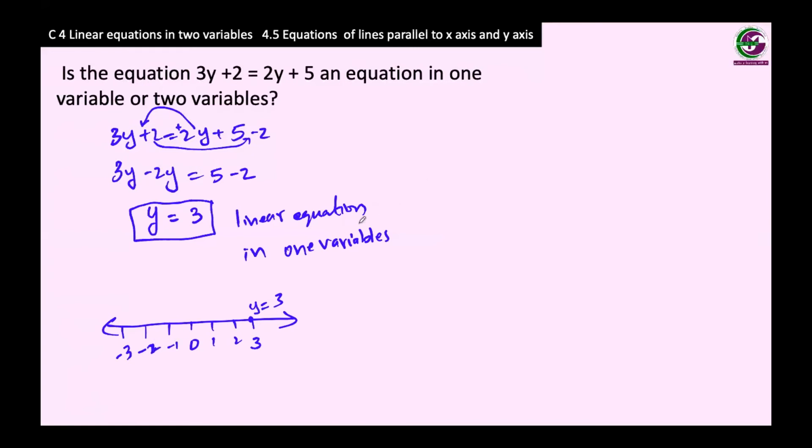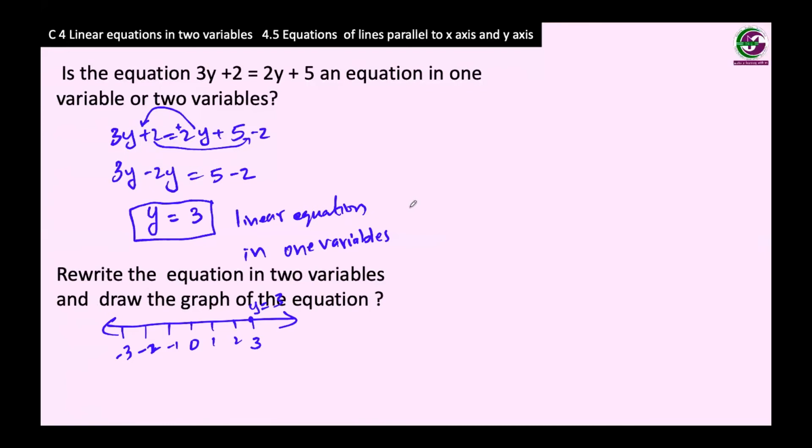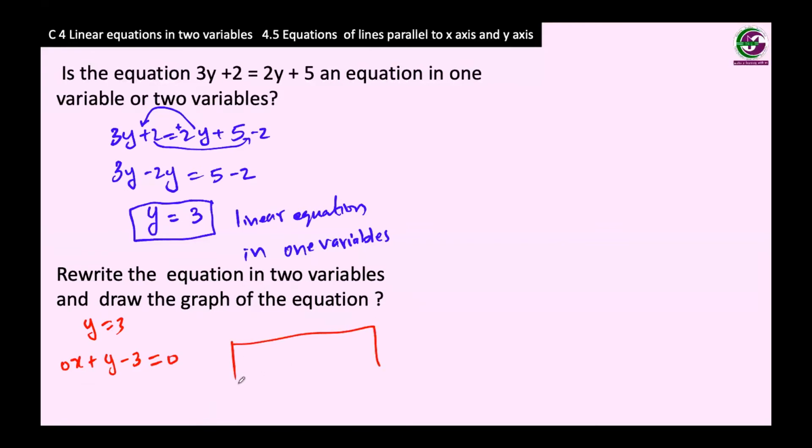How can it be represented geometrically on a Cartesian plane? For that, we need to rewrite it in two variables. So y = 3 can be rewritten as 0x + 1y - 3 = 0. How can it be represented on a Cartesian plane? Let's draw with a table. If the value of x is 0, y will be 3. If the value of x is 2, again y will be 3.